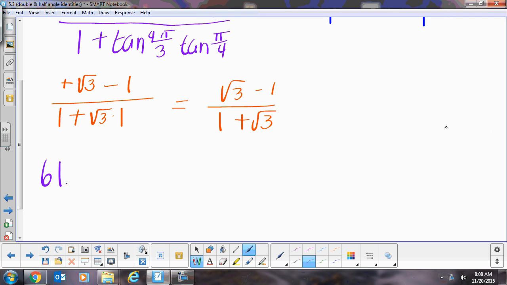This is 61. We're doing the tangent one. The tangent ones just aren't fun, are they? Why aren't they fun? Because of fractions, heaven forbid.